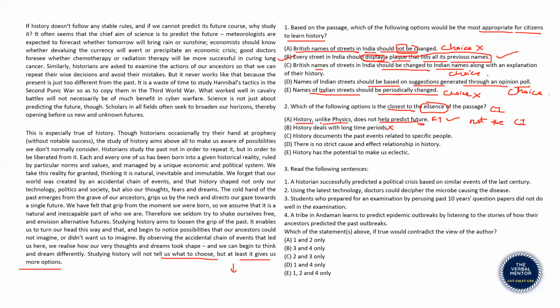History deals with long time periods, not written. History documents the past events related to specific people, not written, alien. There is no strict cause and effect relationship in history, not written. Okay, yes, it was written. It was an accidental chain of events. It was factually true, but not the central idea again. History has the potential to make us eclectic. Eclectic means variegated, having various options, diverse possibilities. That is exactly what the passage is about. More options. That means eclectic.